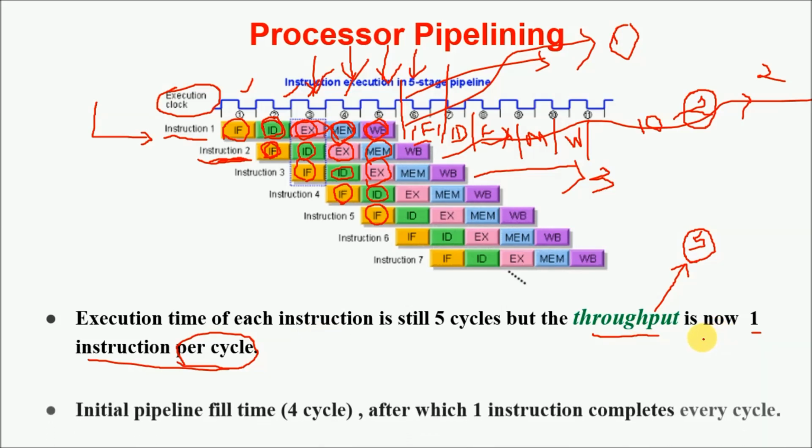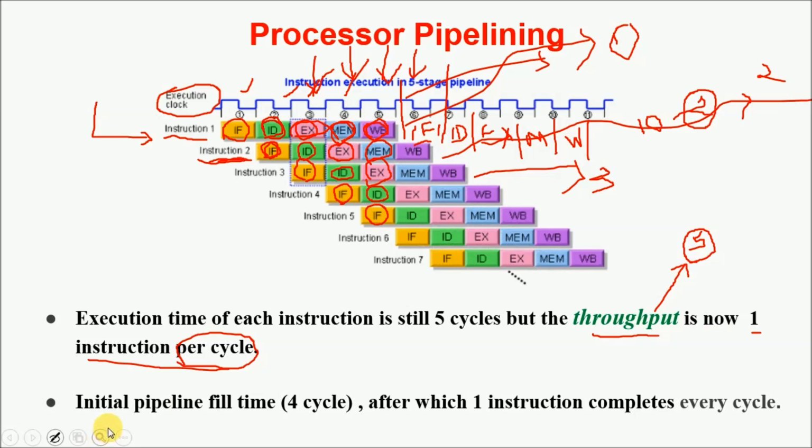So that's why the first 4 cycles will be used for the pipeline fill up. Then after that, one instruction completes in every cycle. What does it mean? This means up to the 5th clock pulse, no instruction will be completed. After the 5th clock pulse, in every clock cycle, one instruction will be completed.